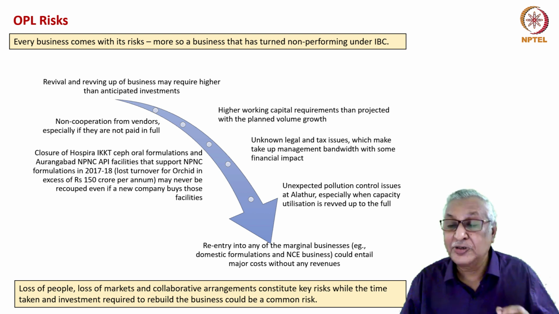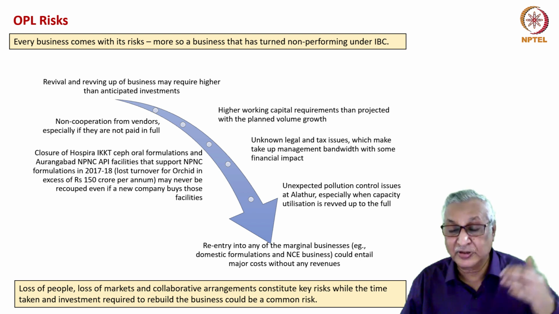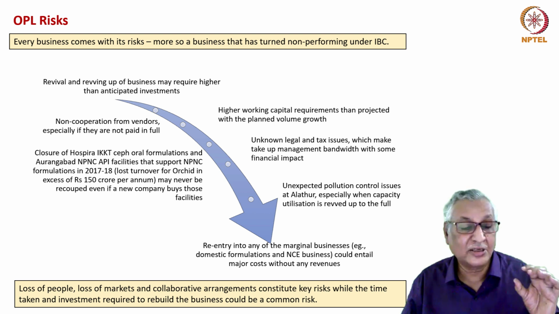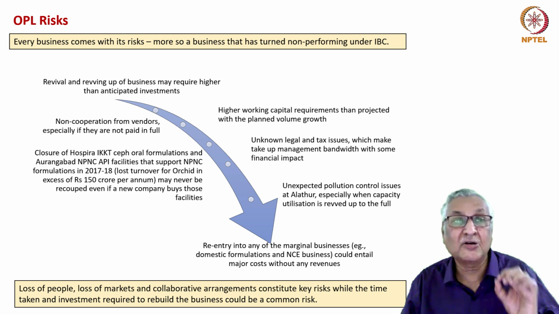Unexpected pollution control issues may arise at Alathur, which is near the seashore, especially when capacity utilization is revved up to the full, despite having the zero discharge facilities of the highest order. Re-entry into any of the marginal businesses, for example domestic formulations and NCE business, could entail major costs without any revenues. Loss of people, loss of markets, and loss of collaborative arrangements constitute key risks, while the time taken and investment required to rebuild the business could be a common risk.